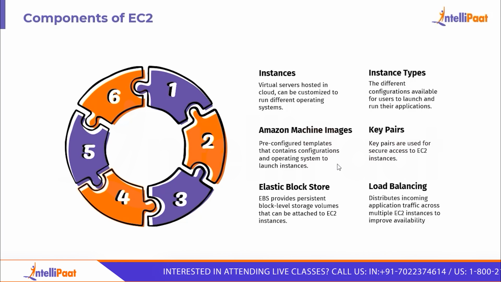Next, we have the EBS, or the Elastic Block Store. These are the persistent storage volumes for your instances, allowing you to store data independently of the life of an instance. Now, what are instance types? AWS provides a variety of instance types to optimize for different use cases, whether you need more compute power, more memory, or other resources. That's the instance type for every scenario.